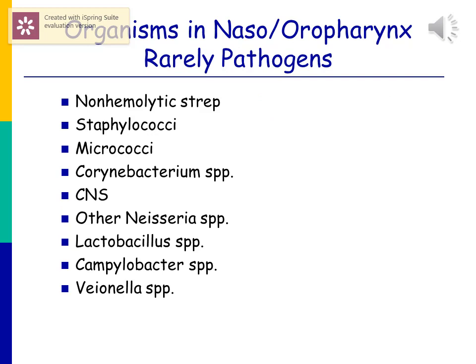Rare pathogens. So these organisms you can isolate from the naso and oropharyngeal cavity, but not as often. So this would be your non-hemolytic strep, your staphylococci, your micrococci, your Corynebacterium species, your coagulase negative staph, other Neisseria species than meningitidis, Lactobacillus, Campylobacter, and Veillonella.